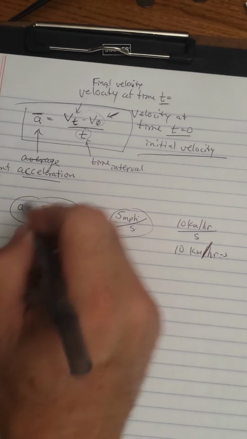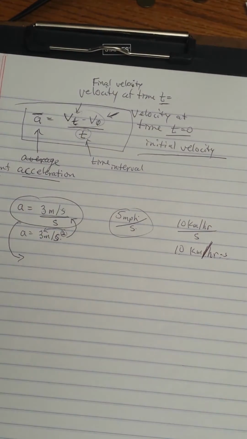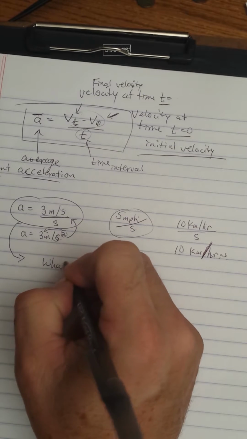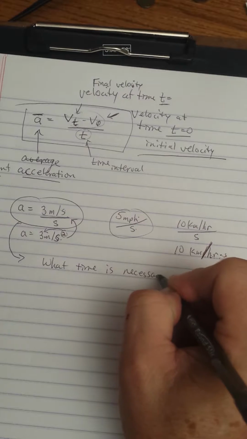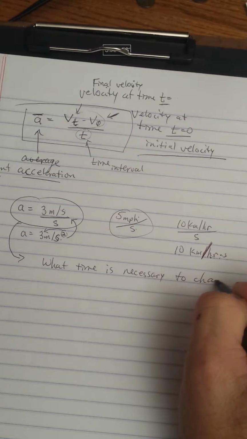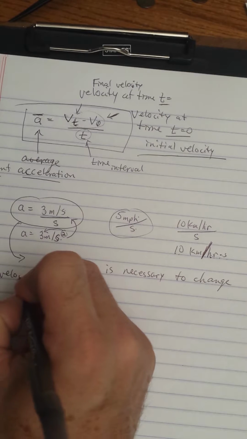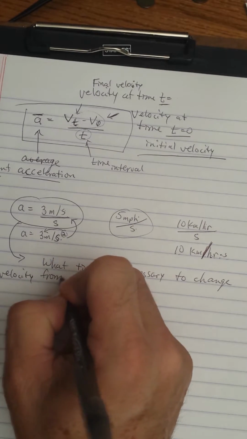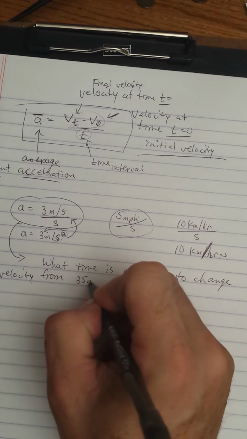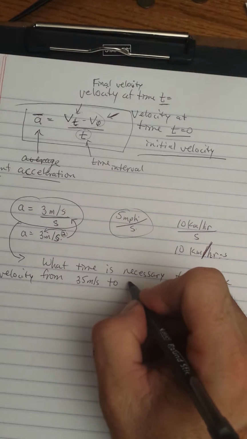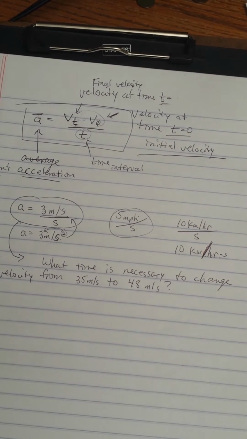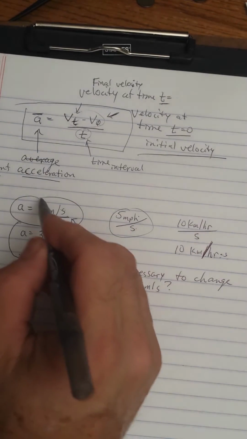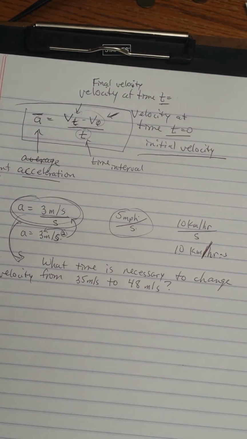So let's go back to our original number. Let's say that is our acceleration value. And so my question is, what time is necessary to change velocity from 35 meters per second to, let's go 48 meters per second? Question mark. Assuming we have this acceleration. I mean, that is given.